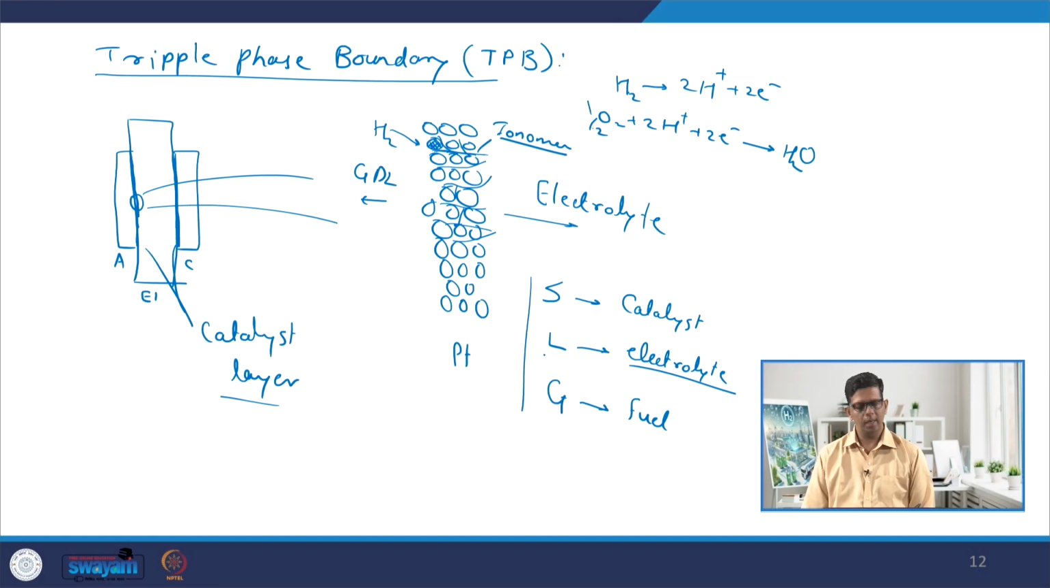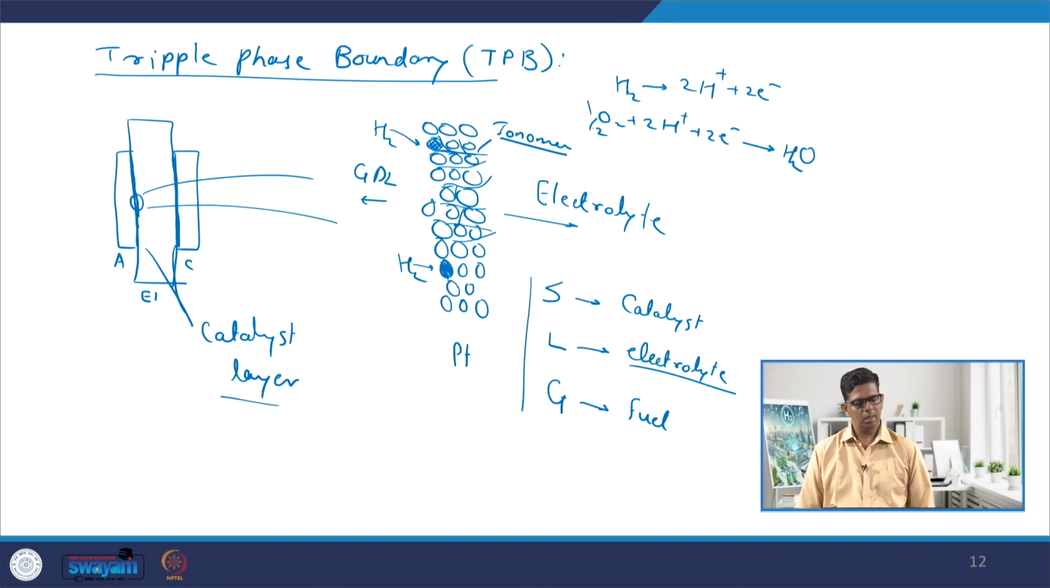If any of these three is absent, for example, let us take this location wherein we have hydrogen reaching the catalyst site. So, we have the catalyst present, we have the fuel present, but unfortunately we do not have pathways very near to this catalyst site that will take the proton from the catalyst to the bulk of electrolyte. Since it is not there, which is primarily because of the fabrication process of the membrane electrode assembly, we can say that the reaction may not proceed here.